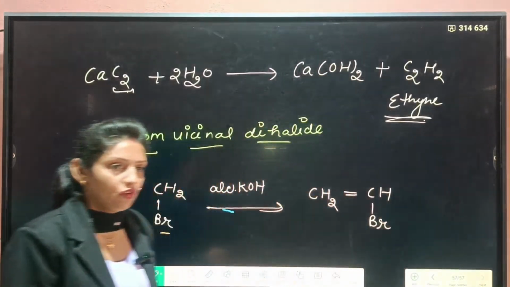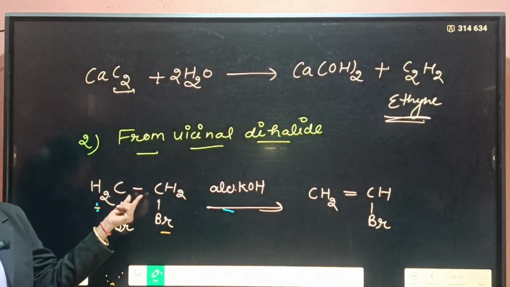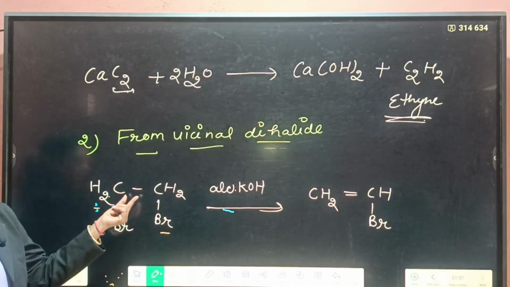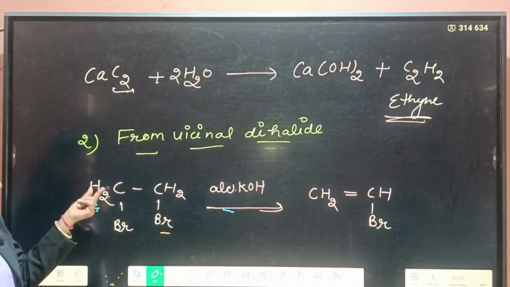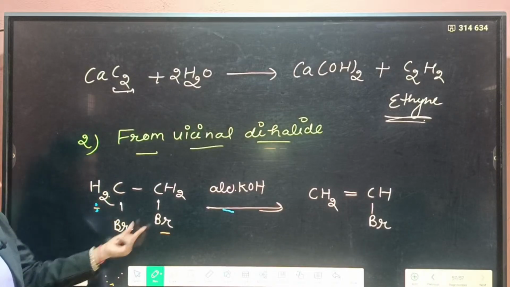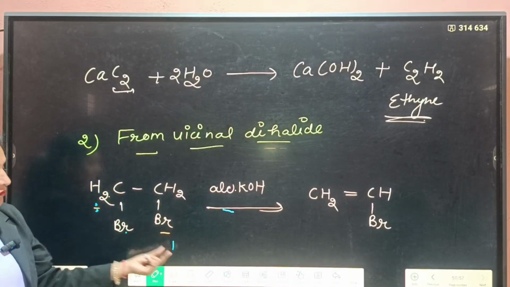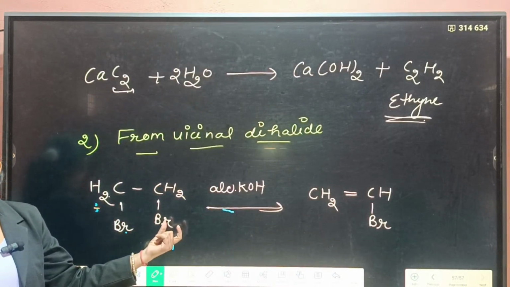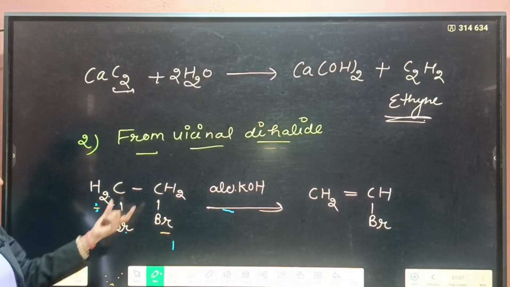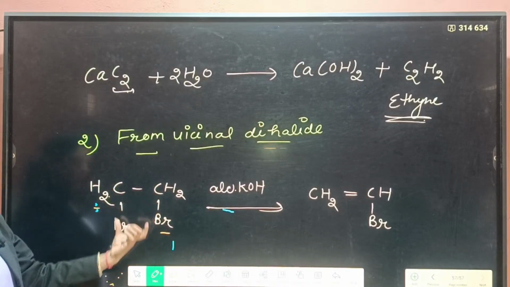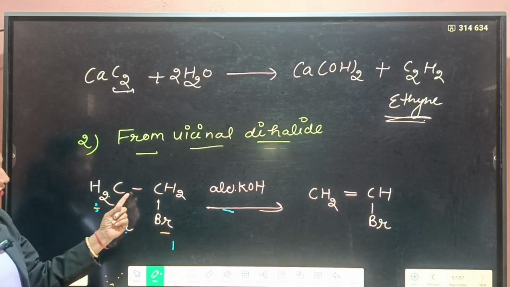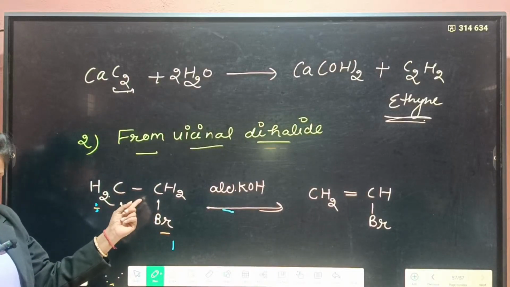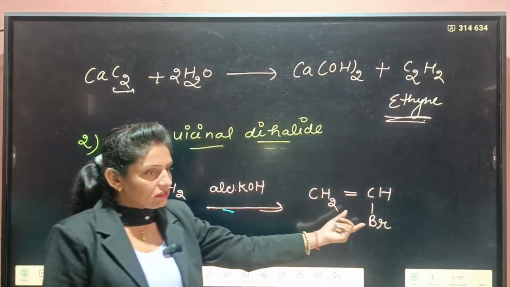This one you will get between that, because you are eliminating halogen from this one and hydrogen from this one. Means one element from here and one element from here. Then students, after eliminating these, you will put a double bond. So you will get, okay.